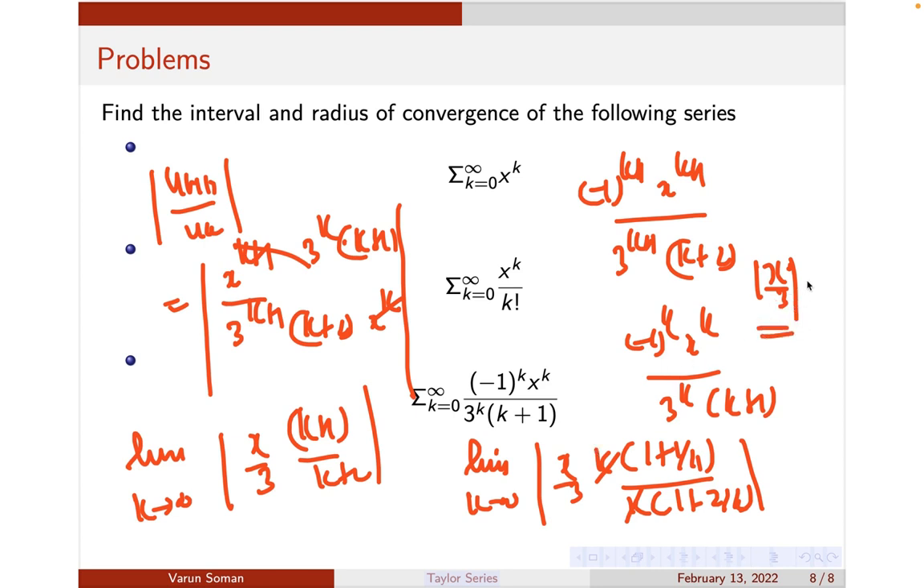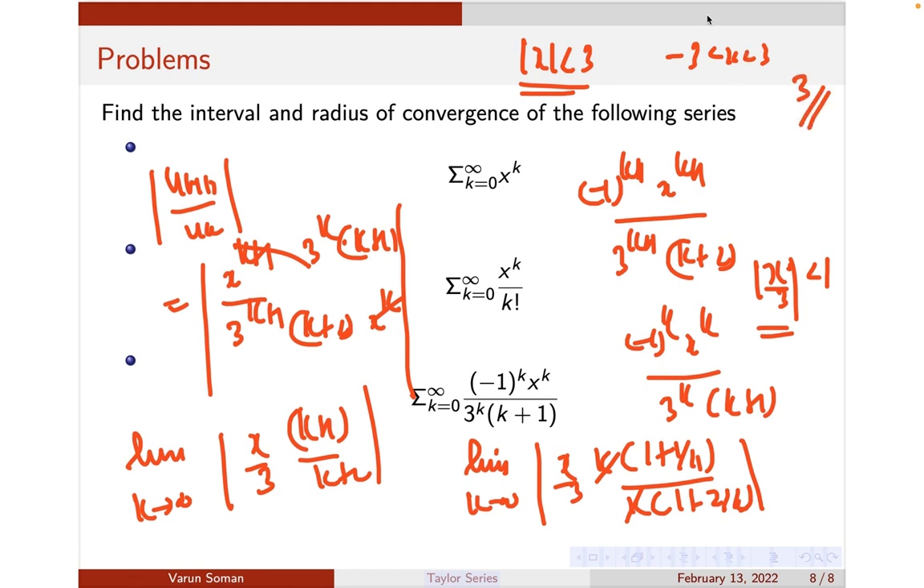Therefore, this series is convergent if mod x by 3 is less than 1 and divergent if mod x by 3 is greater than 1, or I will be getting the interval of convergence as mod x is less than 3. Okay, so the series would be convergent if mod x is less than 3 and divergent if mod x is greater than 3. And similarly, what's the radius of convergence? Your interval is minus 3 less than x less than 3 and the radius of convergence would be basically 3. Okay, so the total length is 6.